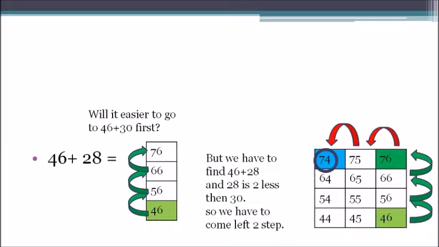Now calculate the steps which we have taken to reach the answer. Here first we have just taken 3 steps up. We just add 46 plus 30, that is easier than 46 plus 28. Then we have just taken 2 steps towards the left. In this question, what did we do? Our question was 46 plus 28.